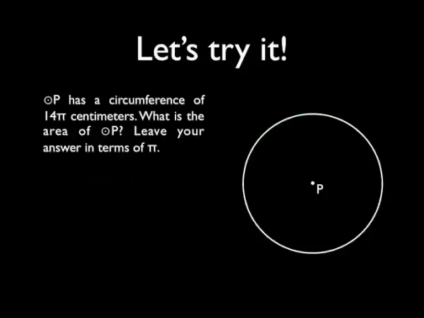Circle P has a circumference of 4 pi meters. What is the area of circle P? Leave your answer in terms of pi, which means that we're not going to punch it into our calculator. Well, notice that our question is asking for the area, so in order to find the area, we need to know the radius. We're not given the radius, but we are given the circumference. So let's work backward with the circumference.